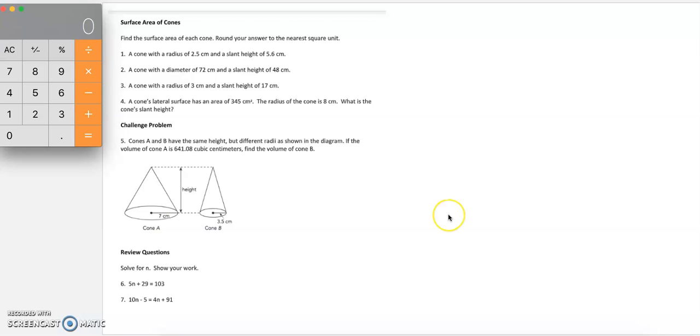All right, boys and girls, this is the homework for surface area of cones. This was assigned on Wednesday the 22nd. All right, so here are the solutions.